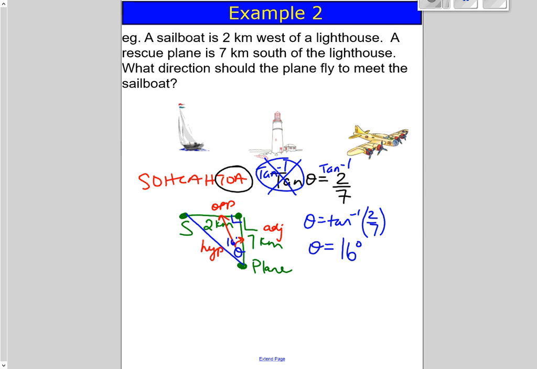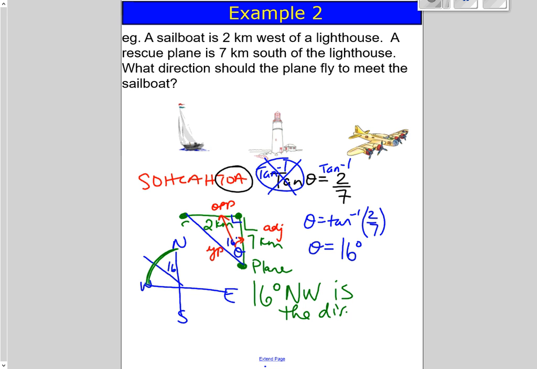So just as we're talking about direction, for those of you who maybe aren't so good with direction, north is up top, south, east, and west, and we want him to go in this direction, so in here somewhere. Let me just clean that up a bit. Oh, my alignment's off. North, south, east, west. And this is where my 16 degrees is in here. So see how it's on the north, it's in between north and west. So we can say 16 degrees northwest is the direction the plane will follow.